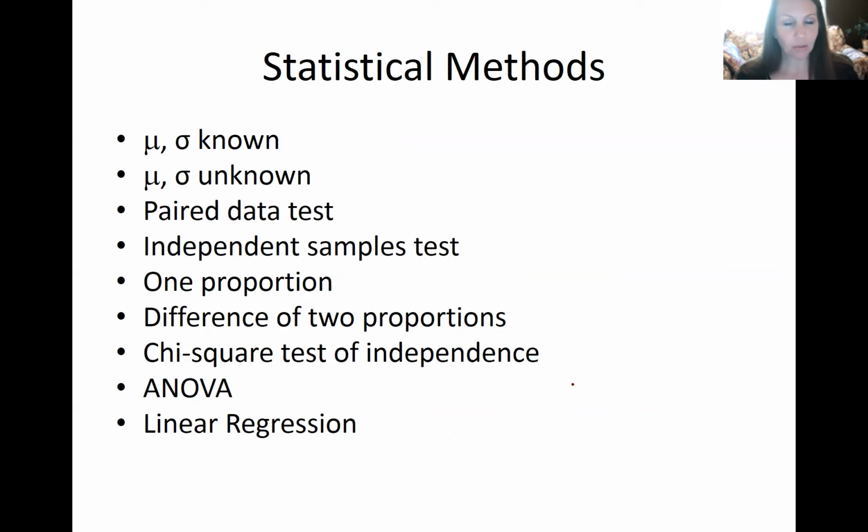Now that we're at this point in the semester, we have a giant toolbox full of statistical tools that we can use to analyze data. This is a list of all the statistical methods you've learned over the semester: one mean with sigma known, one mean with sigma unknown, paired data test, independent samples test, one proportion, the difference of two proportions, chi-square test, ANOVA, and now we finally have linear regression to add to that toolbox.